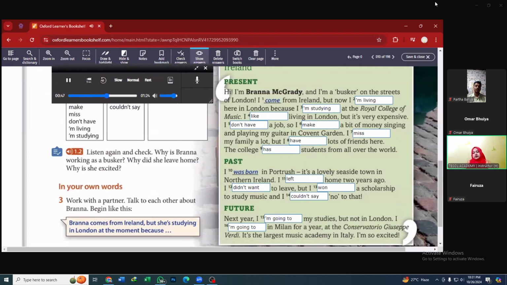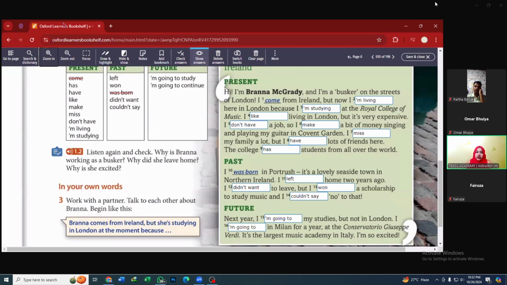I was born in Portrush. It's a lovely seaside town in Northern Ireland. I left home 2 years ago. I didn't want to leave, but I won a scholarship to study music and I couldn't say no to that. Next year, I'm going to continue my studies, but not in London. I'm going to study in Milan for a year at the Conservatorio Giuseppe Verdi. It's the largest music academy in Italy. I'm so excited.